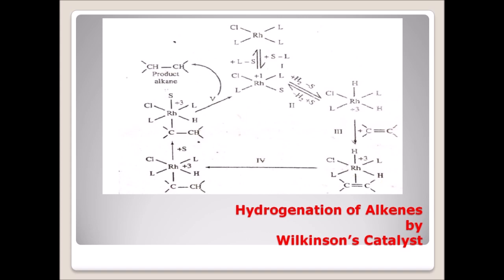In this step, the product alkane is formed. In this step only, the product alkane is formed. The third role of the catalyst, namely the transfer of hydrogen fragments to the alkene yielding the product alkane, is achieved in steps 4 and 5. Now let us discuss the advantages of Wilkinson catalyst.